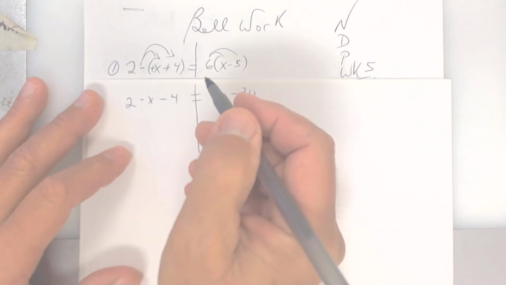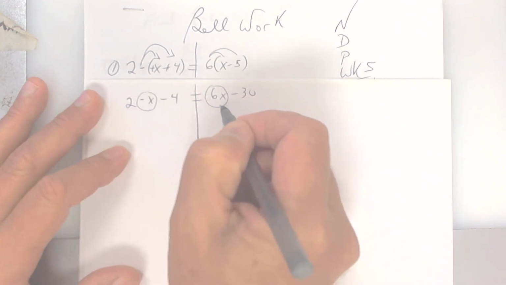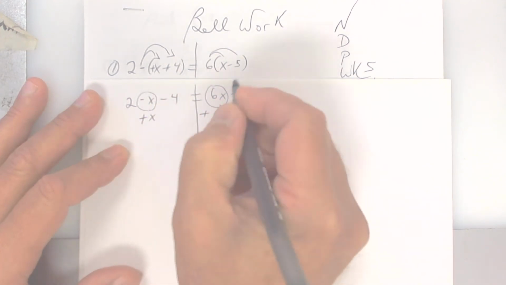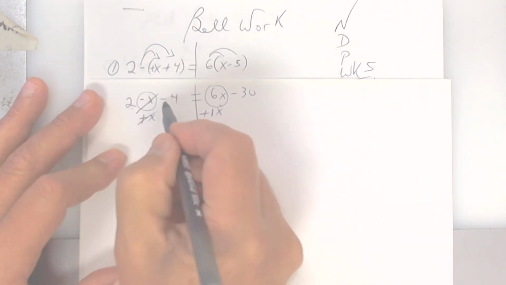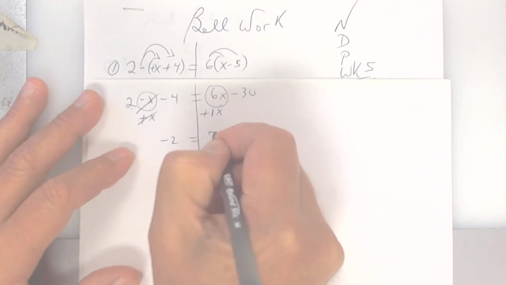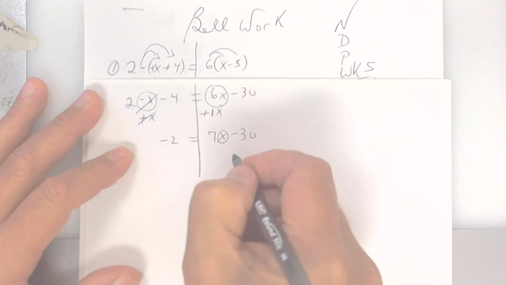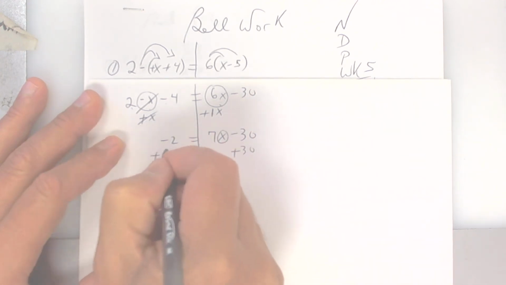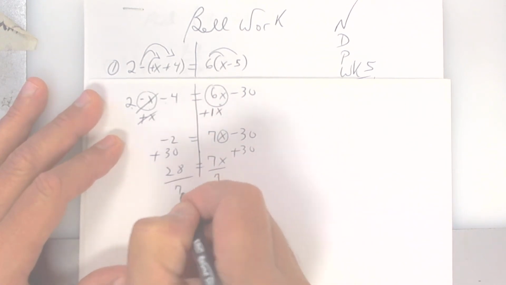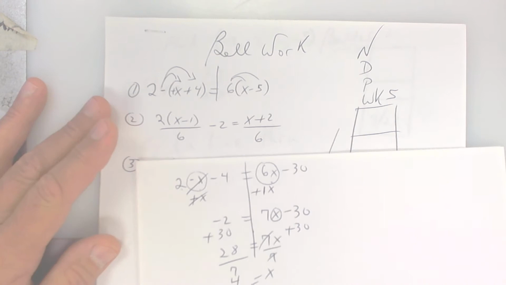Now, you have variables on both sides. Okay, a negative 1x is smaller. So you want to do a plus 1x. You can put a 1 in front of there if you want. 2 minus 4 is a negative 2. So this gives me a 7x minus 30. Okay, here's my x. I want to add 30. You get 28. And then divide by 7 and get 4. X equals 4. Let's keep moving.